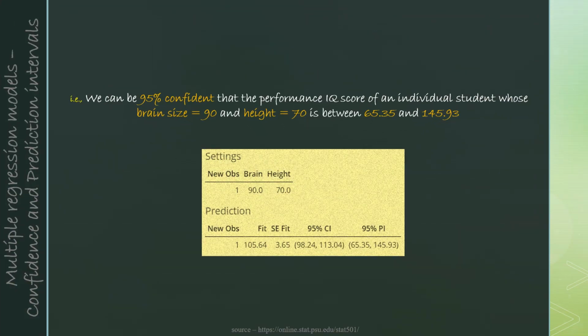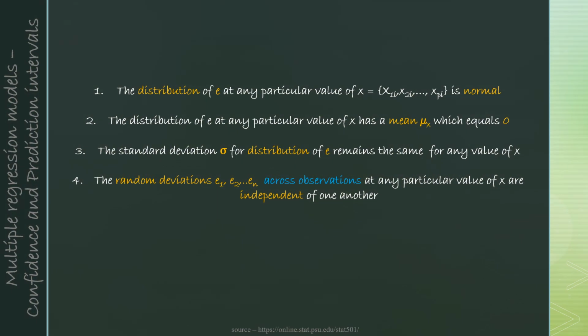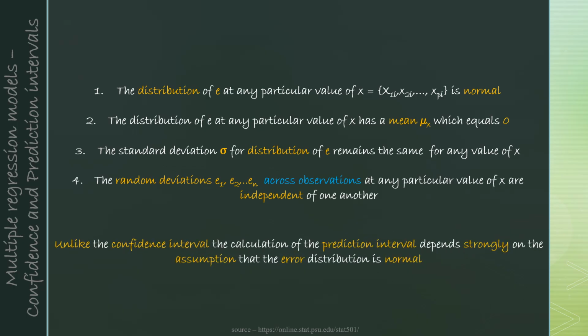That is, we can be 95% confident that the performance IQ score of an individual student whose brain size equals 90 and height equals 70 is between 65.35 and 145.93. Like in the case of the confidence interval, the following four assumptions about the population error distributions should by and large be met. Unlike the confidence interval, the calculation of the prediction interval depends strongly on the assumption that the error distribution is normal.